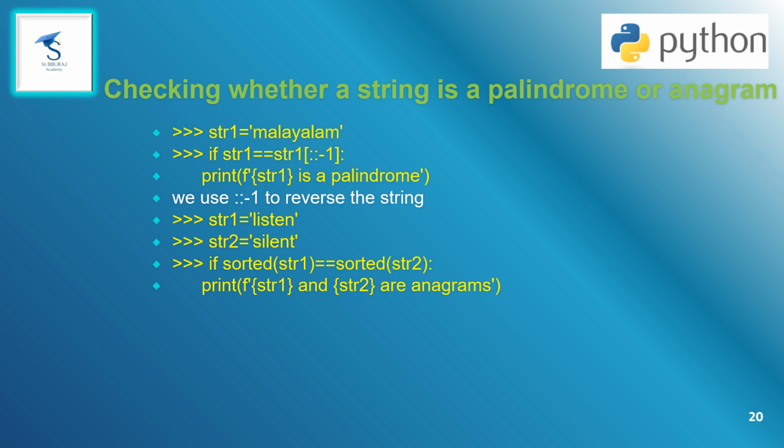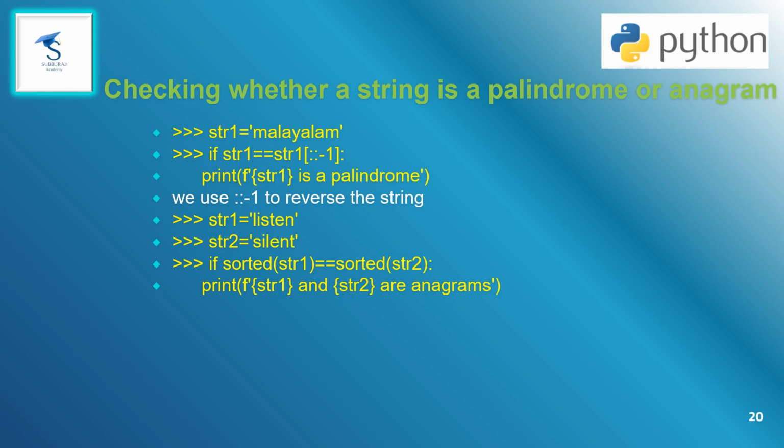So, I have executed this in the IDLE interpreter. I'm writing if str1 equal to str1[::-1], that is called reverse. You read it from the reverse side. -1 means you start reading from the reverse side. If so, print f"{str1} is a palindrome".